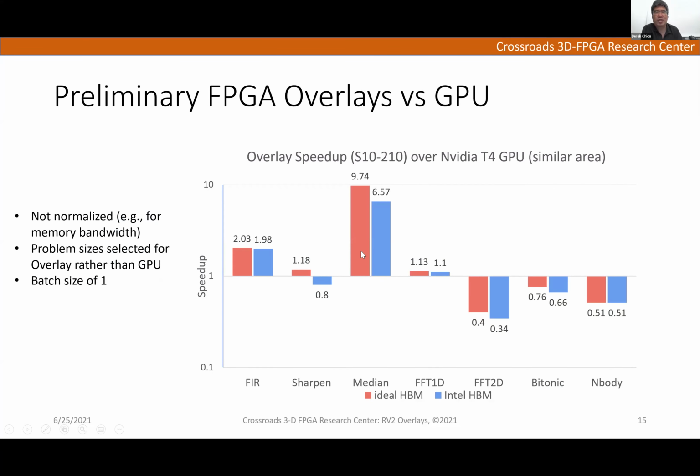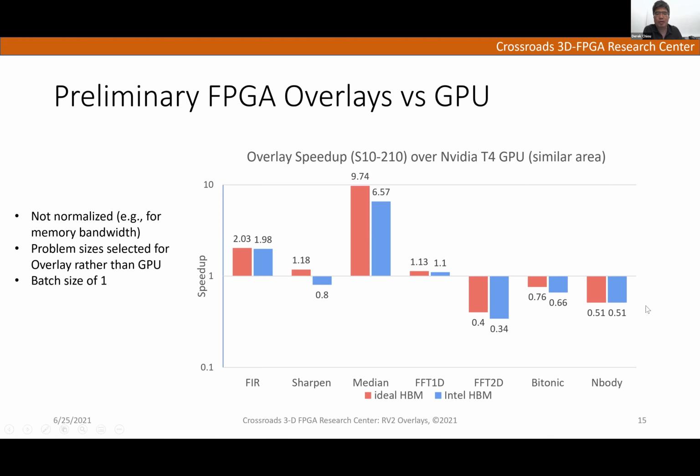That specialization potentially allows us to be pretty efficient. This is speedup using an S10-210 over an NVIDIA T4. These two parts are roughly the same in area. And sometimes we're faster, sometimes we're slower. There's a lot more work to be done here, but this is just to show that an overlay is not necessarily going to be killed by a GPU, and we think that we're kind of in the same ballpark.